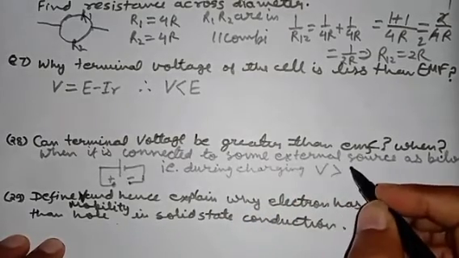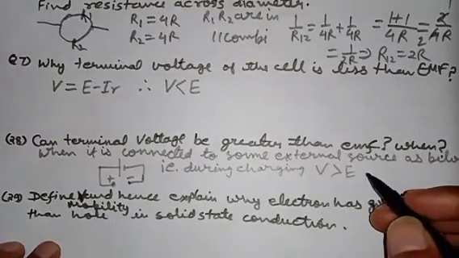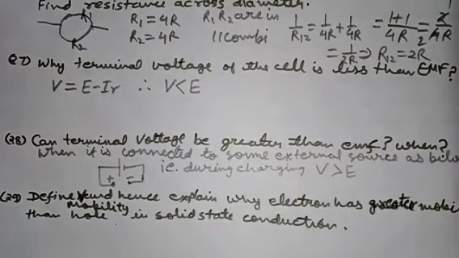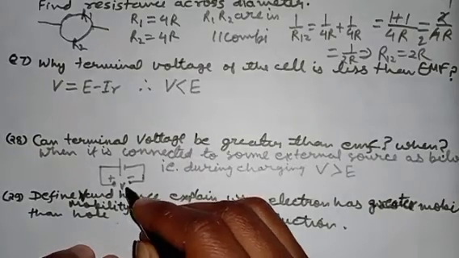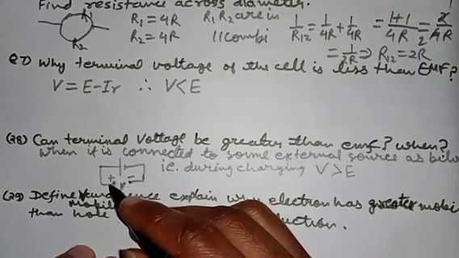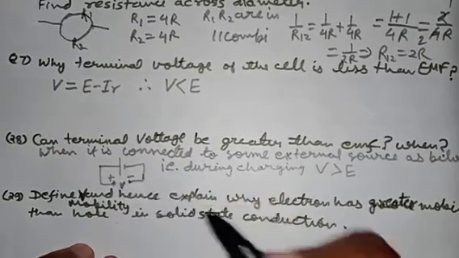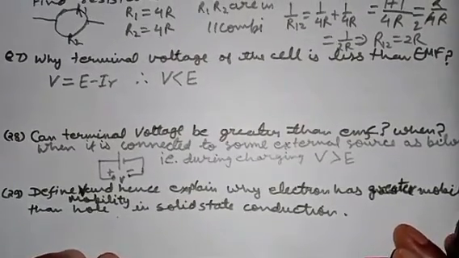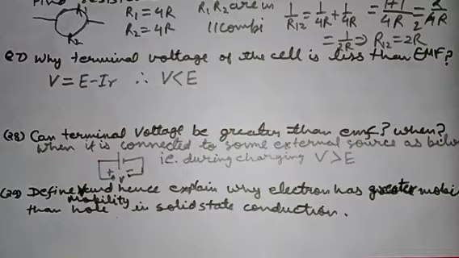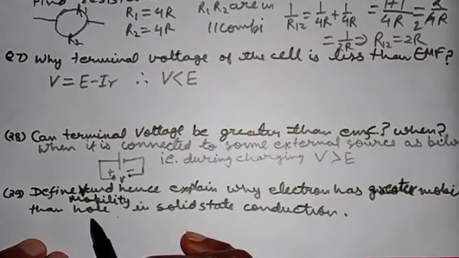V is greater than E. But it is not due to the cell itself, but due to some external source. But only during charging of the cell, we apply this voltage, and that must be greater than the EMF. But in ordinary condition, while discharging of the cell, when the cell is being used, then voltage can never be greater than EMF.